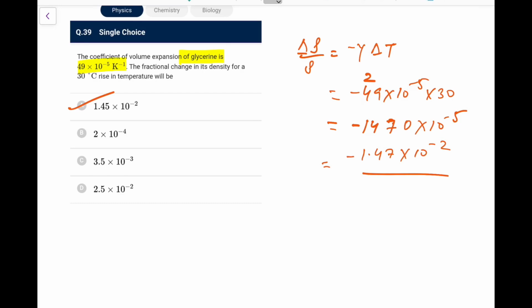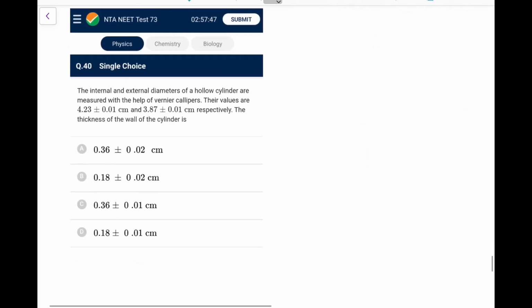So closest would be this. So I'll go for the closest option, whatever it is given, because this is also an approximated version. Actually we have to take the inverse of volume, but for a small change it will suffice.